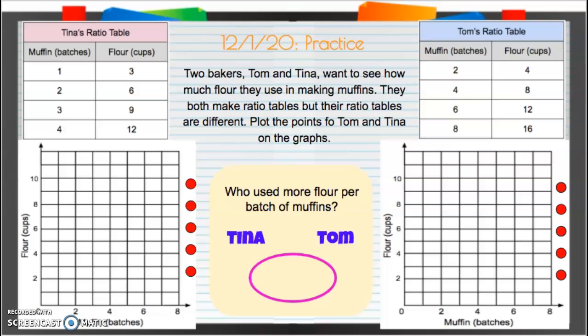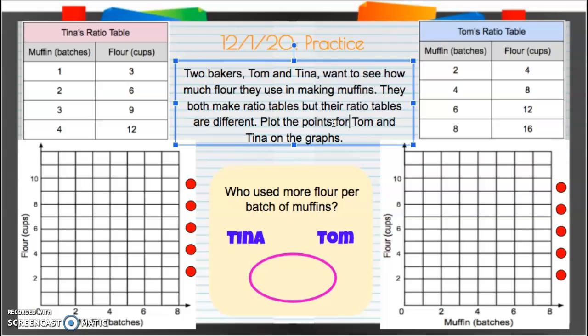December 1st, 2020 practice. Two bakers, Tom and Tina, want to see how much flour they use in making muffins. They both make ratio tables, but their ratio tables are different. Plot the points for Tom and Tina on the graphs. All right, so we're going to first plot our points and then we'll answer this question.